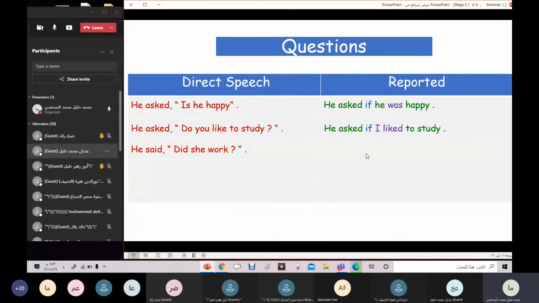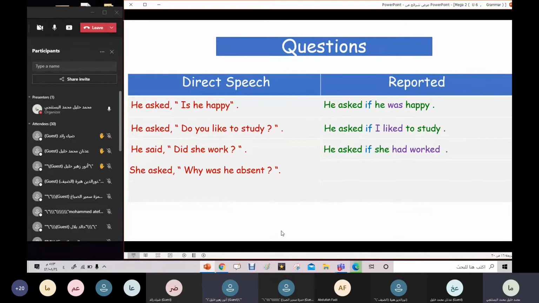She asked, "Why was he absent?" Even here we have simple past, but we have a WH question. There is no need to put if. Anwar, he asked, or she asked. She asked why was he absent. It will be. Why? Yes. She asked why he had been absent. Why he? We have to change. Was changed into past perfect. Had been absent. Had been, yes. Good. He asked why he had been absent.